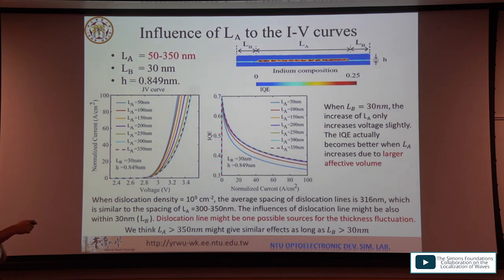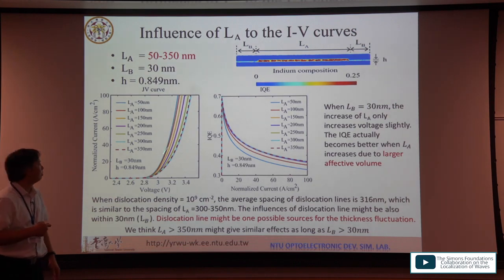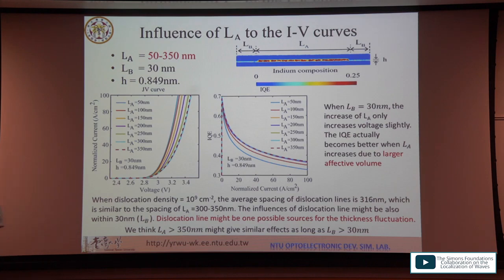And then it's possible that, the second reason is that people try to reduce the turn-on voltage by using V-pits. And V-pits typically open at dislocations, and the density of V-pits is of a similar order. So it's also a possible reason that the experiment has a lower voltage.